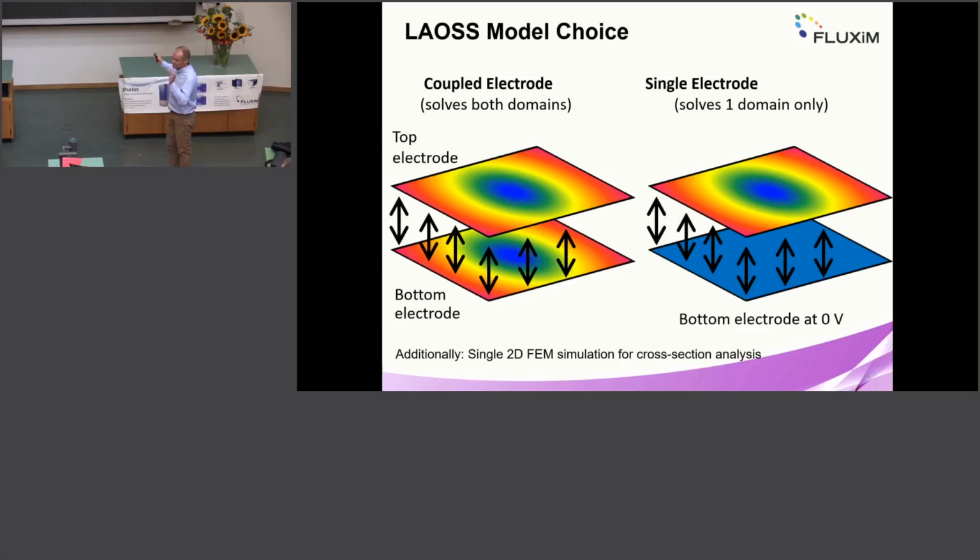So there's a choice you will see in the GUI, single or coupled electrode. So the coupled electrode case, you actually solve both domains, top and bottom, which is necessary if you have poor electrical conductivity in both domains.